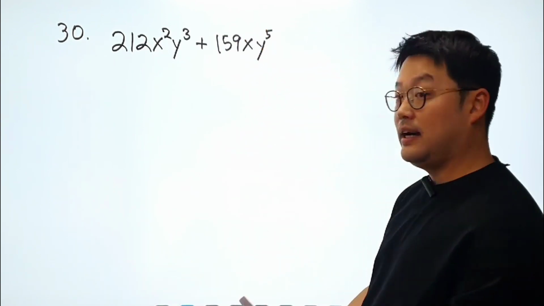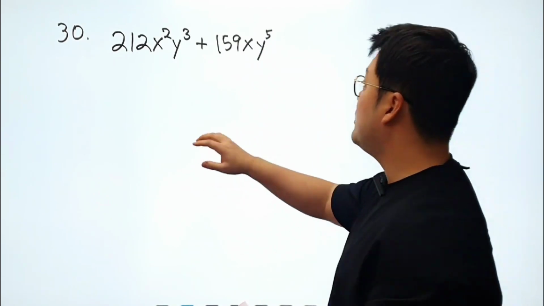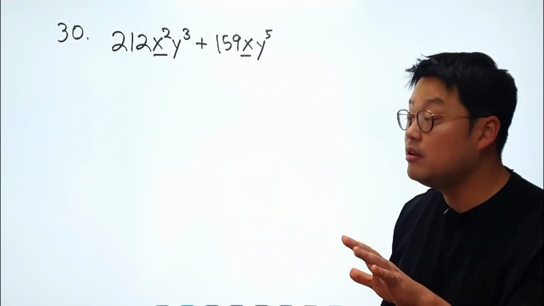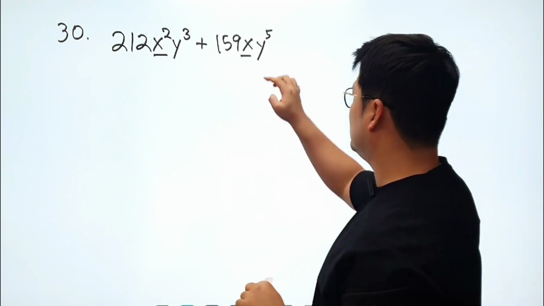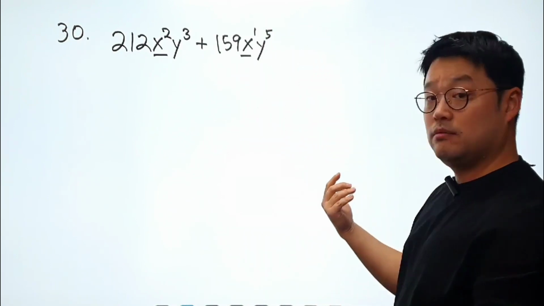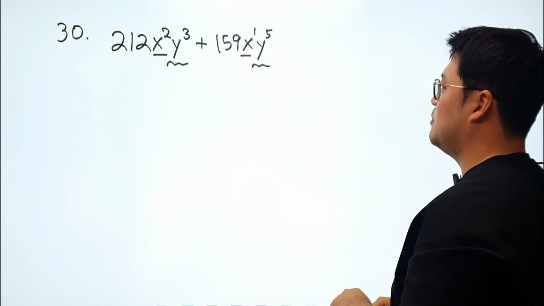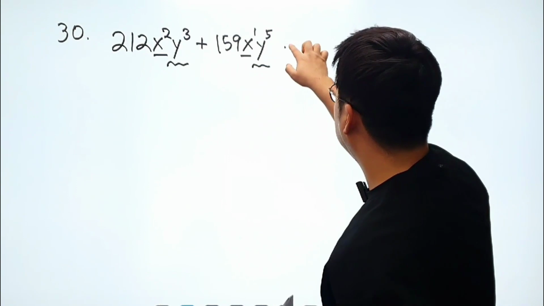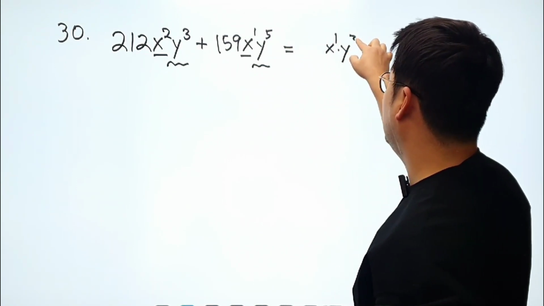And this can be factorized. If I factorize this, I have to find some common factors. If you compare the x's, the smaller exponent is just going to be 1. What about the exponent of y to the power of 3 and y to the power of 5? You can find it as 3. So we get something like x to the power of 1 and y to the power of 3.